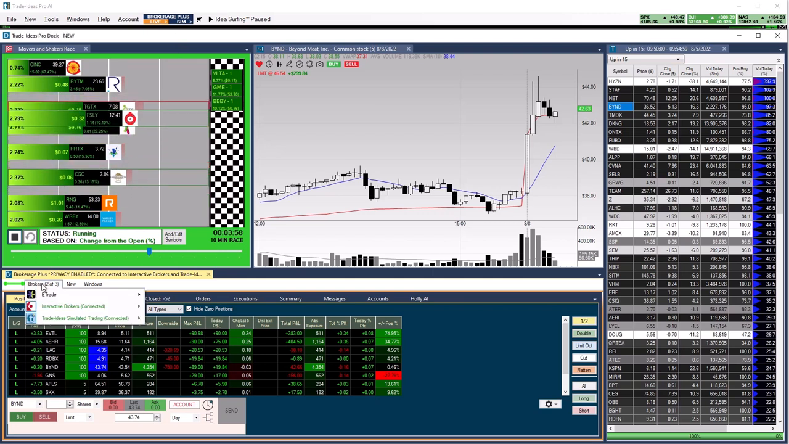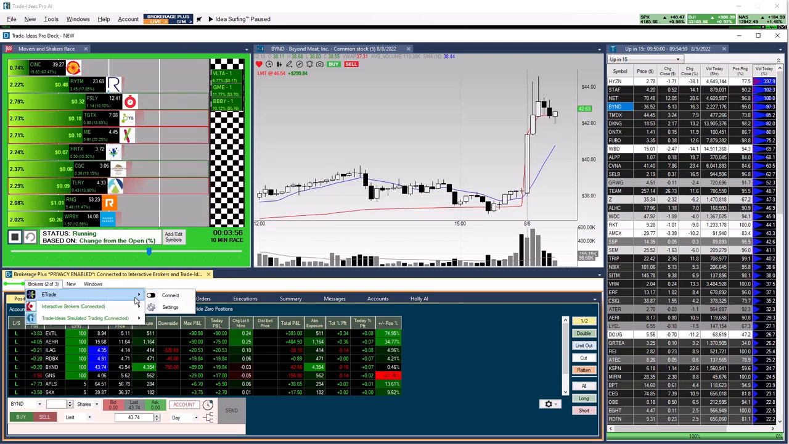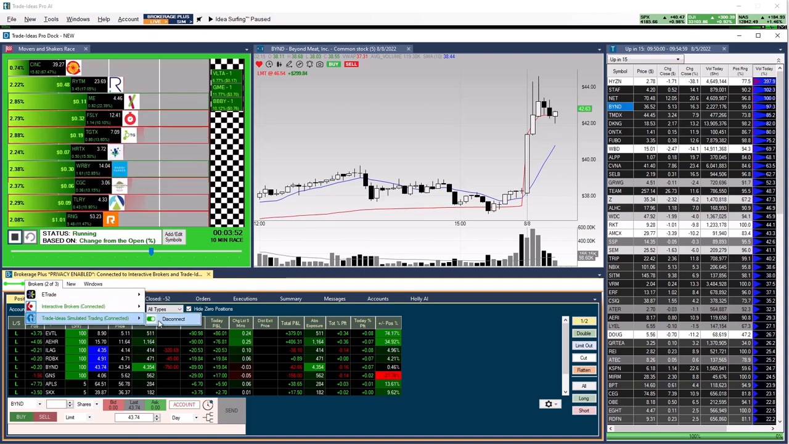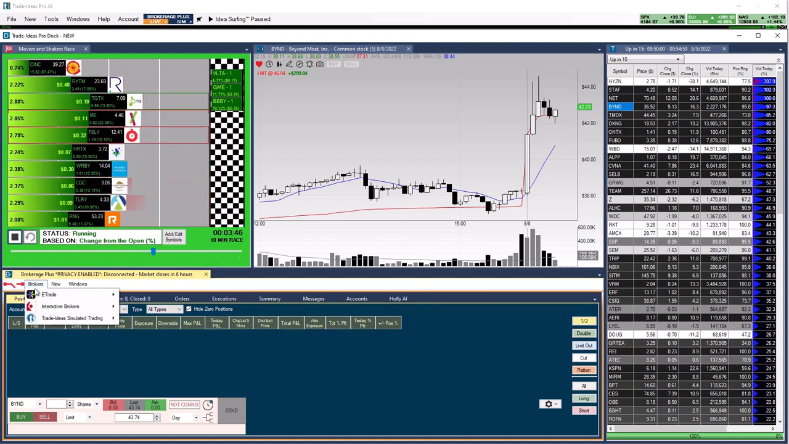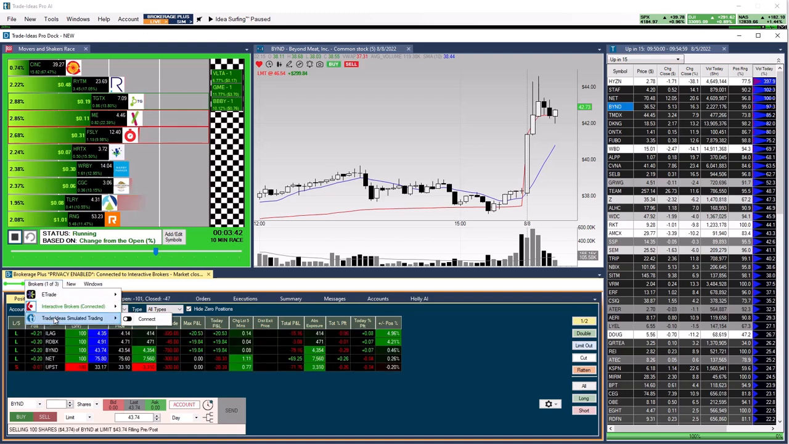Many brokers make it difficult, if not impossible, to use paper and live trading at the same time. Not so Trade Ideas. No awkward, convoluted hoops to jump through, and no sacrificing real-time data. In Brokerage Plus, the simulator shows up as just another account, seamlessly available right in your normal trading workflow.